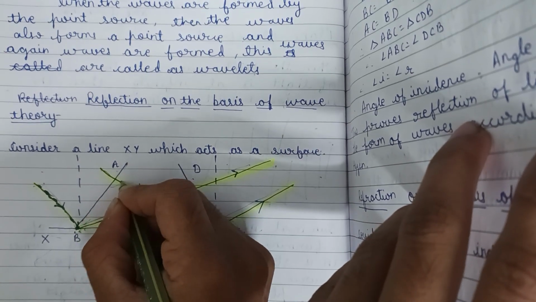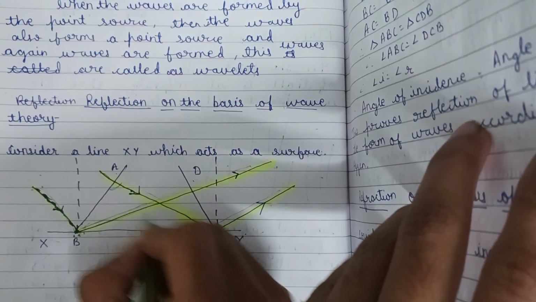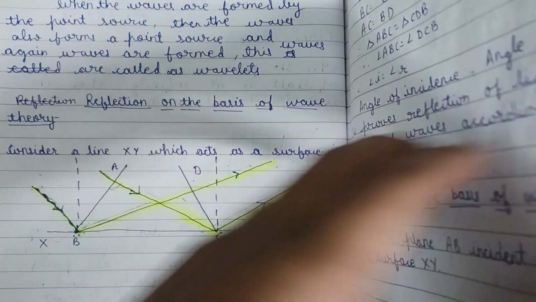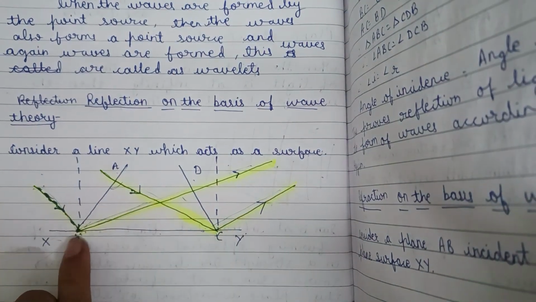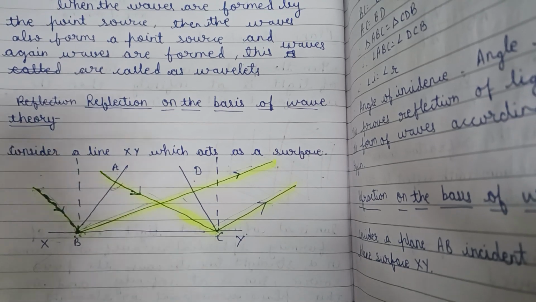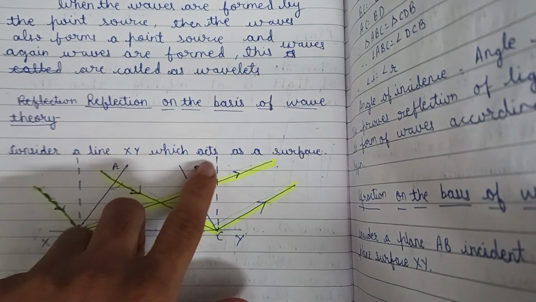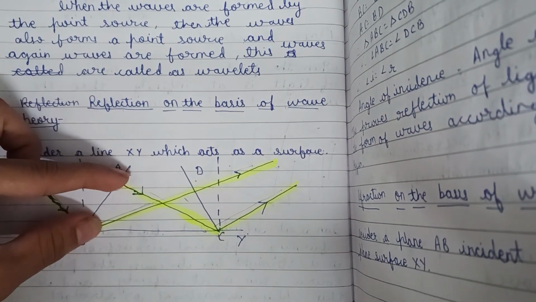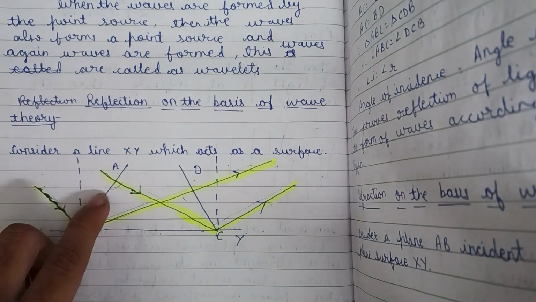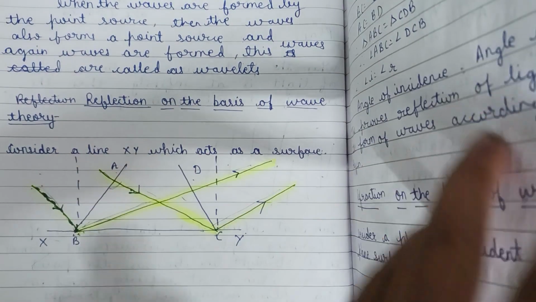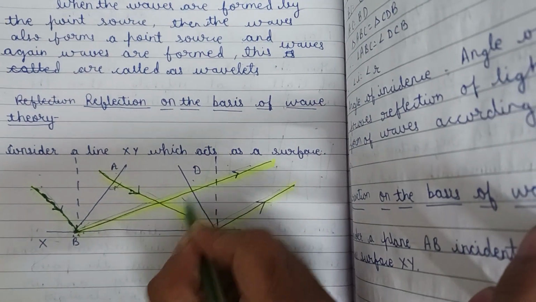So this is triangle BAC and this is triangle CDB. What he saw is that BC will be equal to BC if we prove these two triangles equal. So BC is equal to BC, AB is equal to DC, and AC is equal to DB. Our AC, this light ray, is equal to DB.